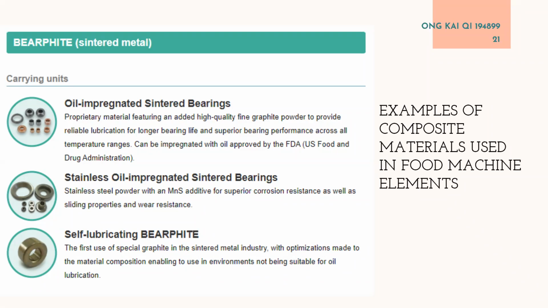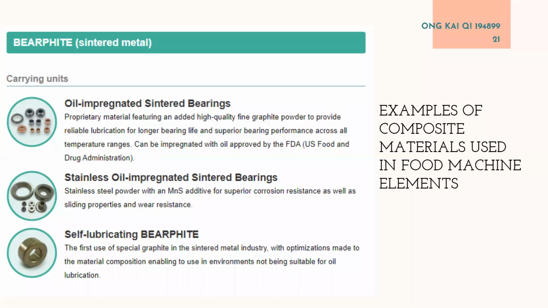Here are examples of composite materials used in food machine elements, which are graphite, a sintered metal, which we have as oil impregnated sintered bearings. It is a proprietary material featuring added high-quality fine graphite powder to provide reliable lubrication for longer bearing life and superior bearing performance across all temperature ranges.